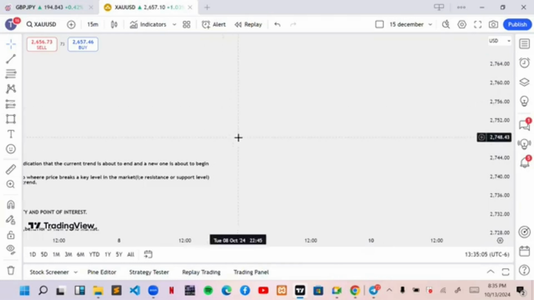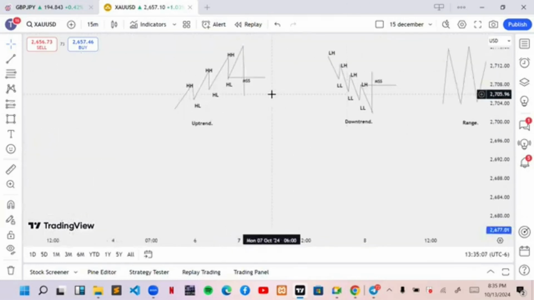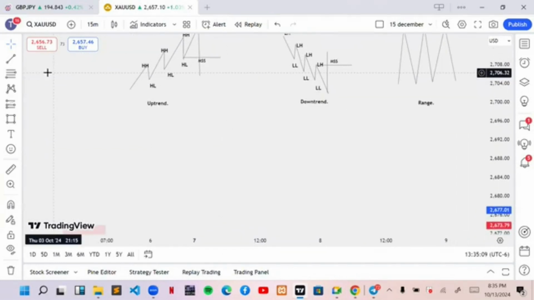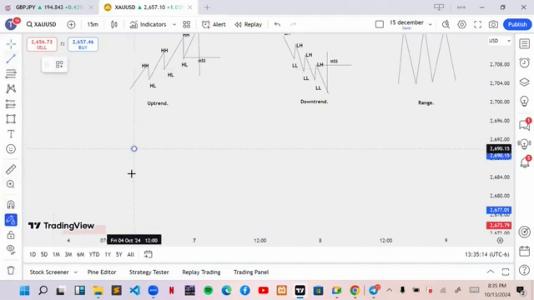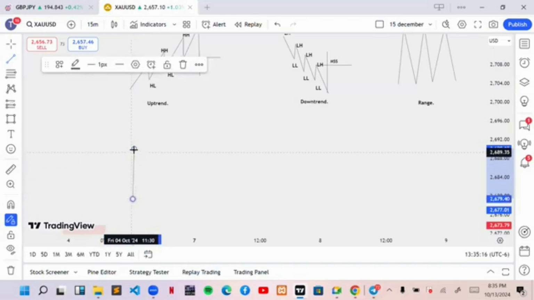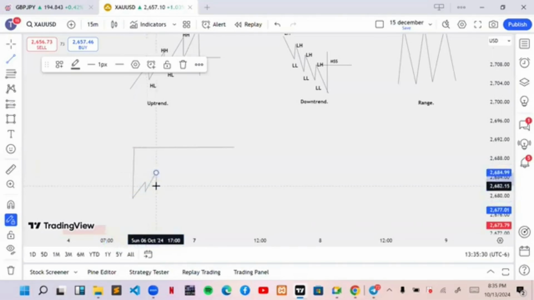So this is what I mean. Now, I've given you an example of a market structure shift. Let me now give you an example of a break of structure. For break of structure, let's say this is a resistance level in the market. And then price was making a series of higher highs and higher lows, which is an uptrend. Then price does something like this. So this is a break of structure.